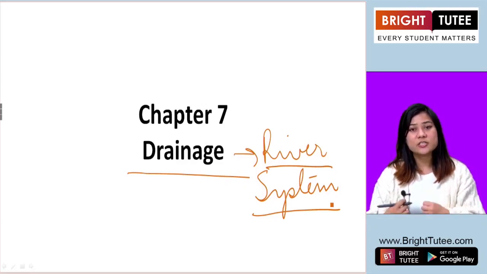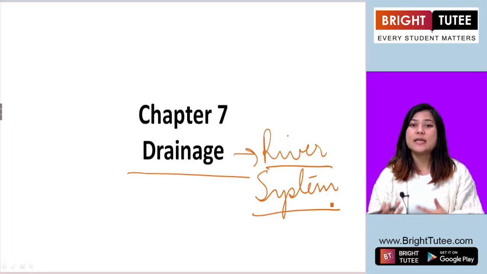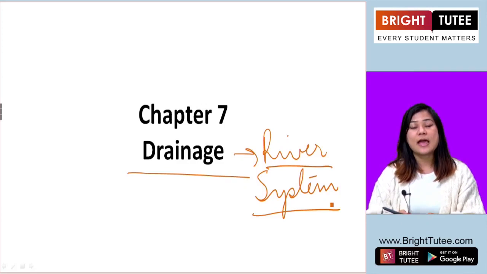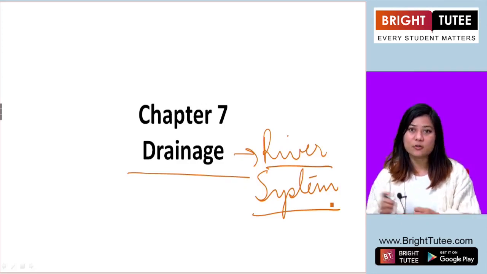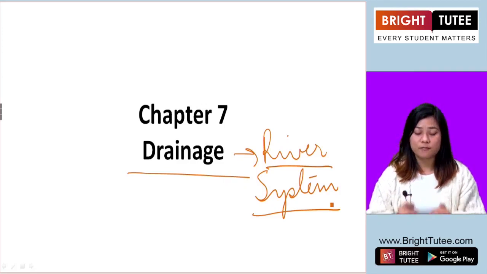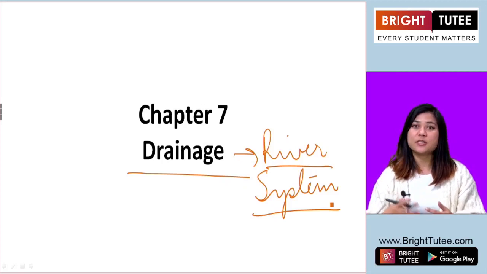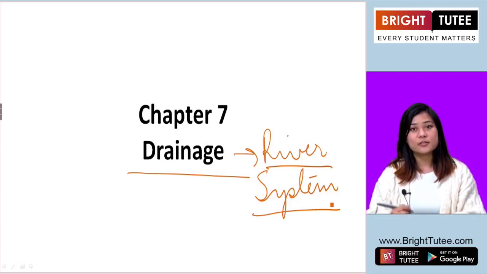Alright, so in this chapter, what we are going to learn is about the rivers found in our country, and how different rivers have different impacts on the landscape in different parts of our country. So that is basically what this chapter is going to teach us. Alright, so let us begin.